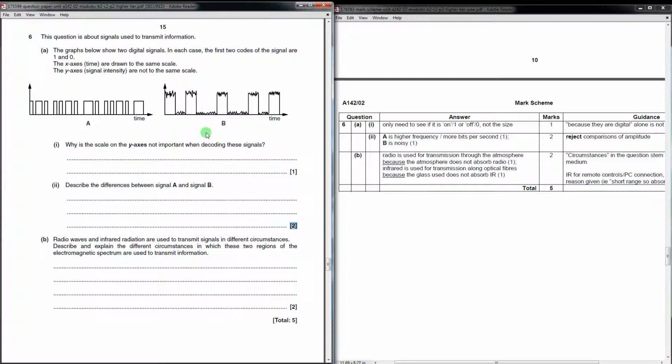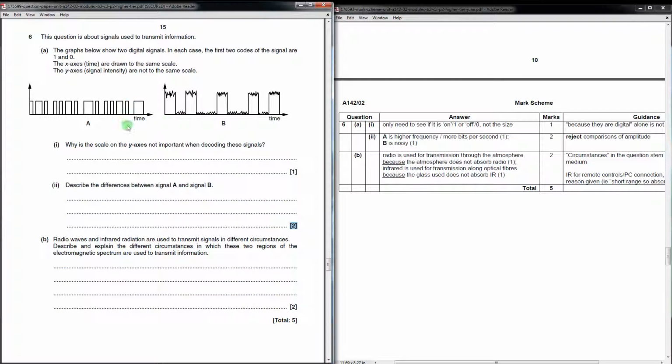Noise doesn't mean sound, it just means these random additions to the signal, and this happens whenever you transmit any signal. You just get random interference that adds noise to the signal. You can't get around that. You can reduce it, but it's always there. So noisiness is 1, or noisy on signal B. Make sure you say which signal is noisy.